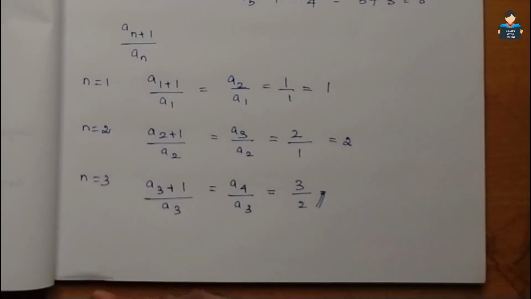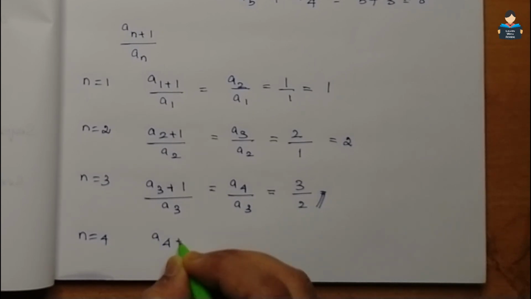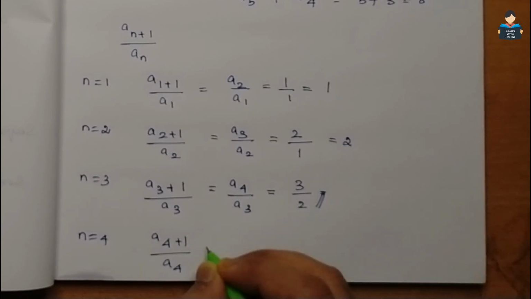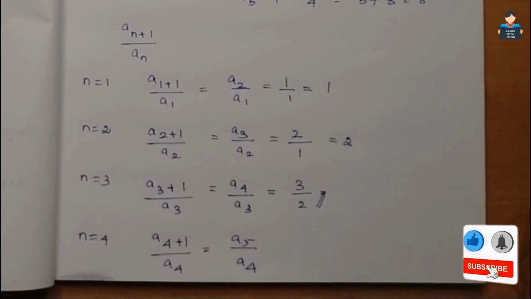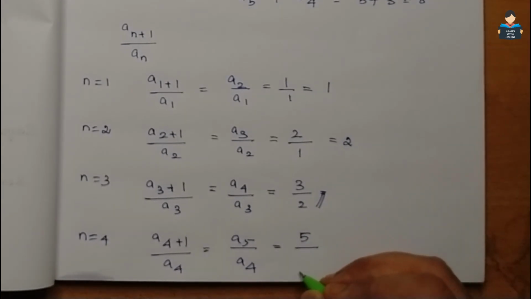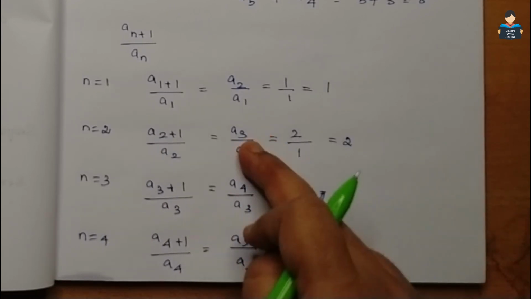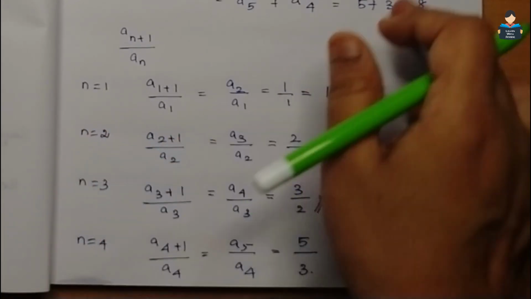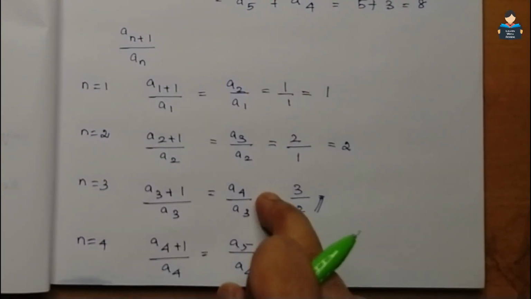And next, n is equal to 4. So a4+1 by a4 will come, that is a5 by a4. So a5 is 5 by a4, which is 3. All these values, a4, a3, a2, a3, a4, a5 and a6, we found earlier, and we substitute based on them.